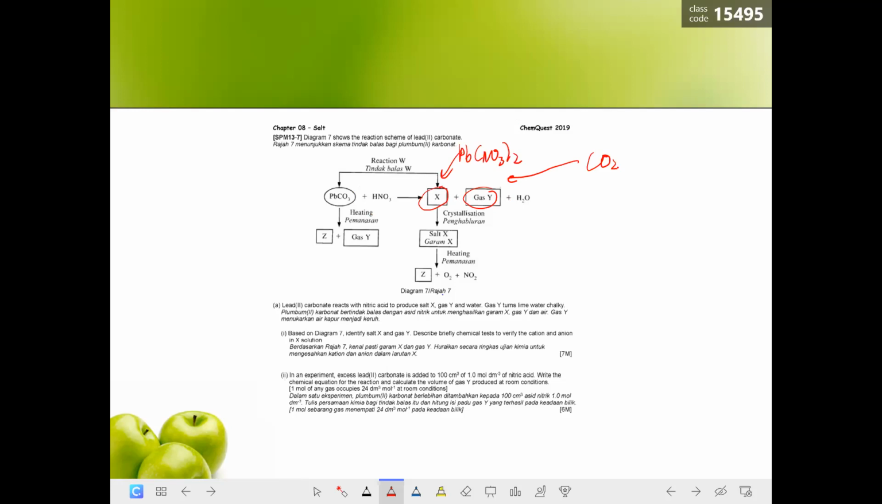Now I am going to go to this side here. What is my Z? Lead oxide. Correct. I'm going to get lead oxide and another one, CO2. Now my lead nitrate, I crystallize it. So now it is a solid. Now when I heat it up, I am going to get a Z again. What is that Z? Lead oxide also.